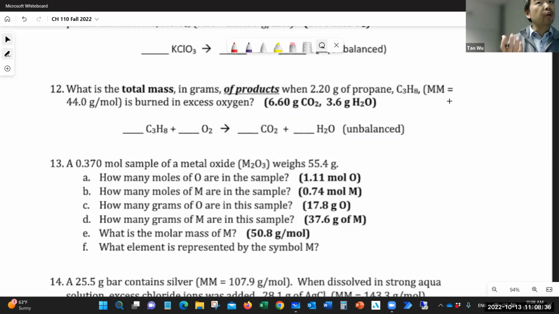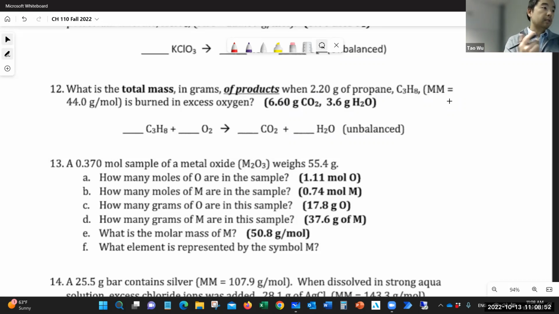Chemistry is not just doing the calculation, and it's not just memorization. In chemistry, you have to understand the concept before you do anything. This is the most important part. You understand the concept and then apply the concept to the calculation.